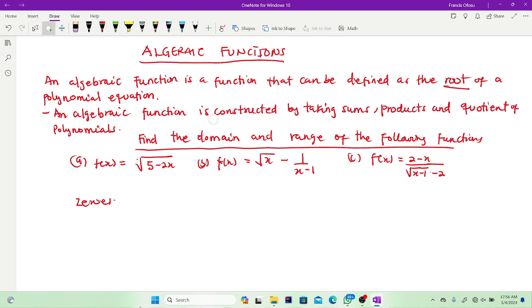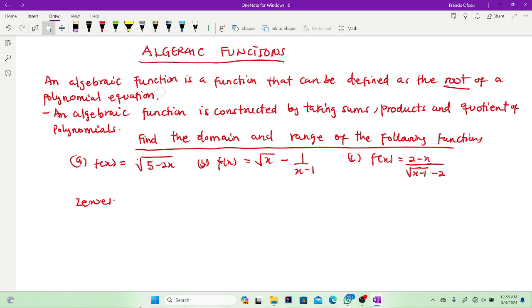So once you have a polynomial, you can take the sum, you can add different polynomials together. The more you manipulate polynomials, the more you get an algebraic function as a result. You can see from the examples I have here, I have the square root of 5 minus 2x. Within this square root sign is what we call a polynomial function, right? And here we have the square root of x minus 1 over x minus 1. So the more we manipulate polynomial functions, the more we get what we call algebraic functions. It's like algebra of functions, you get it?